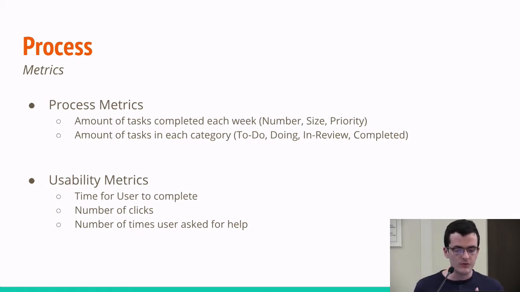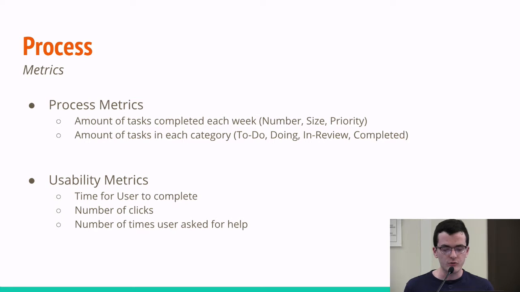And we also cover the amount of tasks in each category: doing, in review, and completed. The reason we did this was to make sure that one user wasn't doing too much at one time, and also to make sure something doesn't stick in review for multiple weeks and is able to get through.